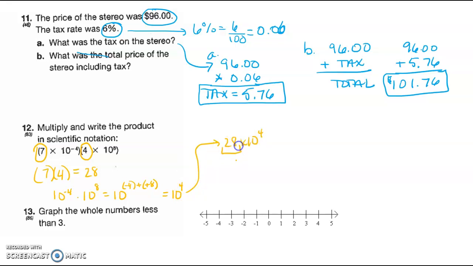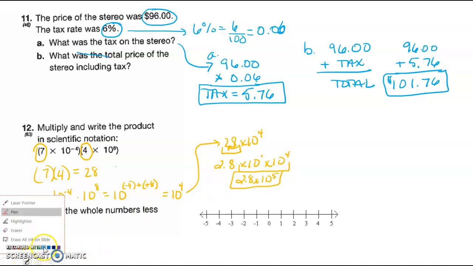Unfortunately, this is not scientific notation. So I have to move the decimal 1 space. To do that, I have to add a 10 to the 1. Then I can add these, and that's my answer. Okay? Please make sure you ask questions if that's still not clear.